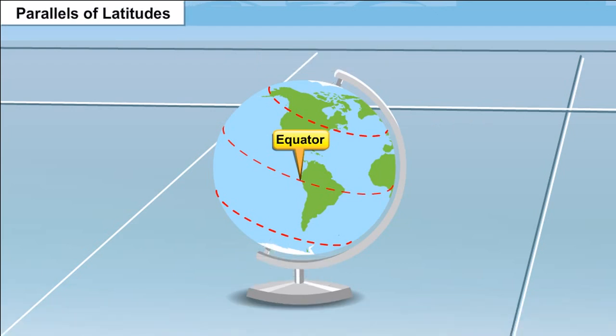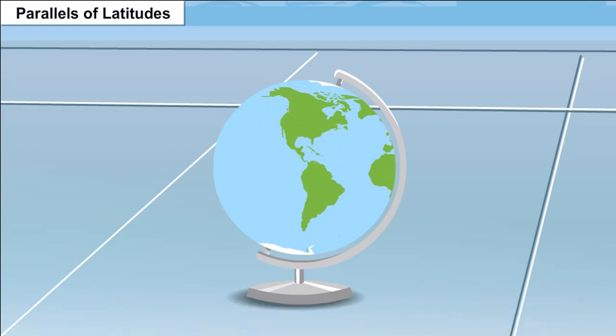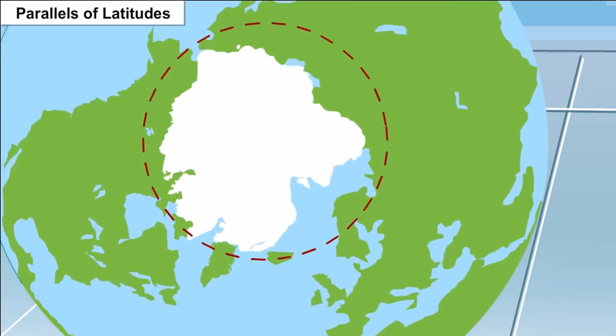Parallels of latitudes. The parallel of latitude is an imaginary line around the Earth that is parallel to the equator. An example of a parallel of latitude is the Arctic Circle that runs east-west around the Earth at a latitude of 66 degree and half minutes.